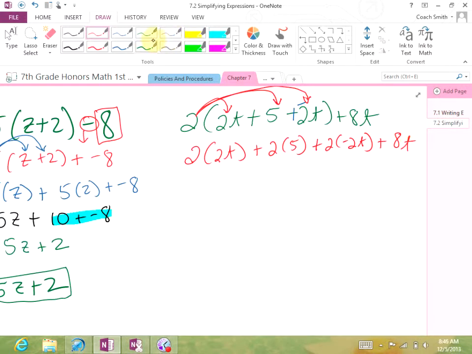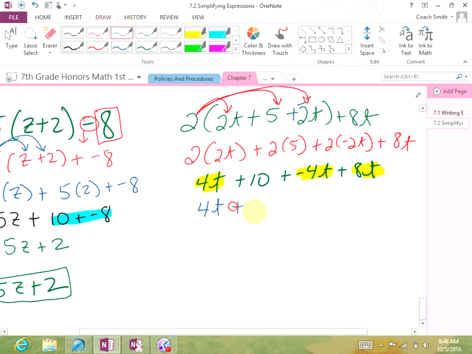Okay, now that gives me 4t plus 10 plus negative 4t plus 8t. My common terms are those. So I'm going to use the commutative property, put 4t plus negative 4t plus 8t plus 10.